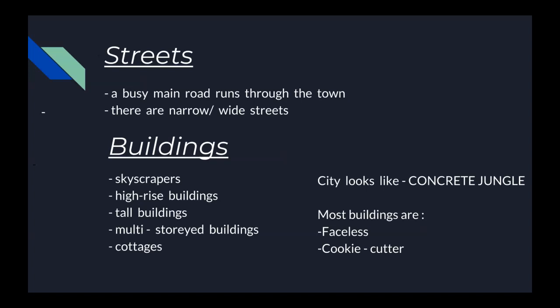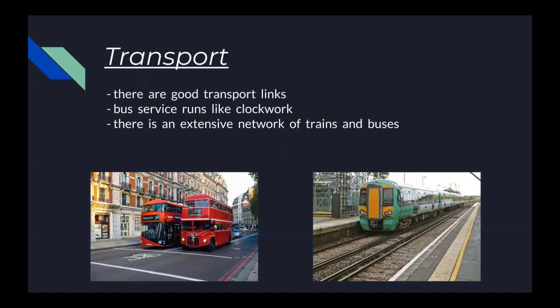Or if you're living in a small city, then you can tell the cost of living is very low, and I'm enjoying that part of my city. And obviously transport is a main thing which you can tell. There are good transport links, or the bus service runs like clockwork. There is an extensive network of trains and buses.